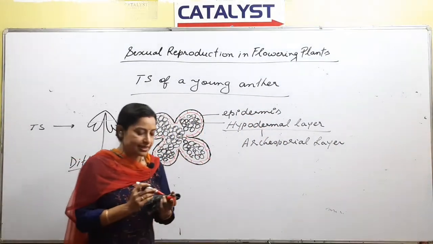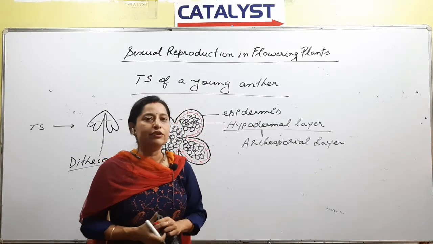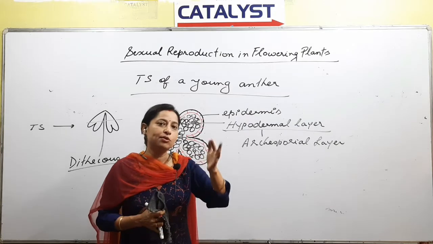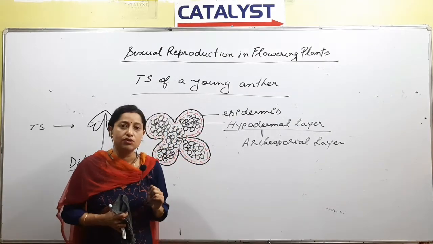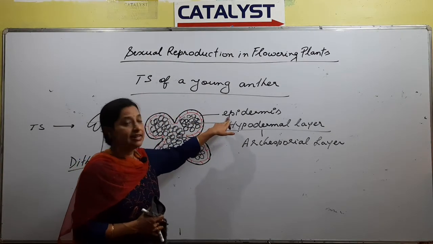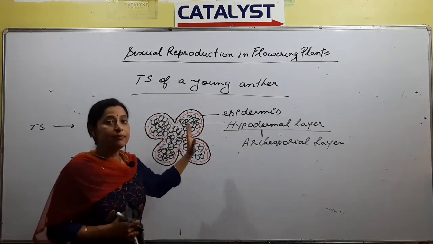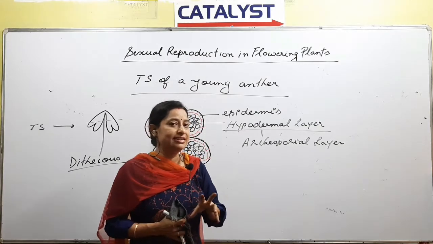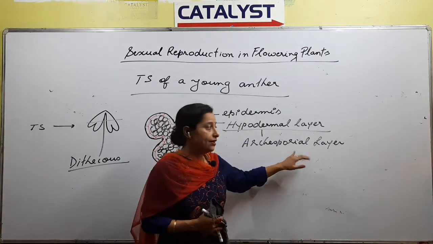So if we make a TS of a young anther, we see some tissues. When tissues are arranged in layers, one above another, the outermost layer, the term that we use, is always called the epidermis, right? So similarly in this case also we are going to see the outer layer of tissue that is called the epidermis. Towards the inner side of the epidermis, again we are going to see certain types of tissues, and this is what is called the archisporial layer, right?